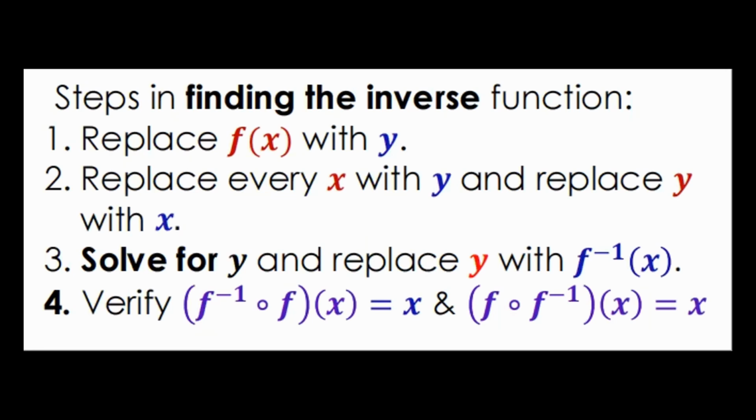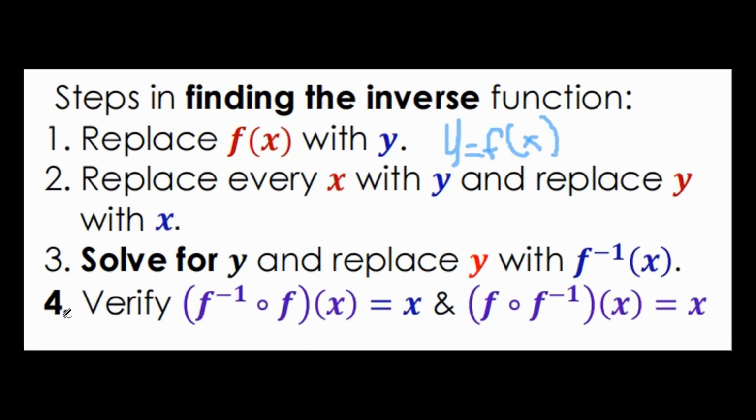Given the function f of x, we can find the inverse function f inverse of x by following these steps. First, replace f of x with y. This is customary in defining functions because we usually define y as a function of x. Then, as the second step, replace every x with y and replace y with x. And the third step would be to solve the equation from step 2 for y and replace y with f inverse of x. The resulting equation is then the inverse function.